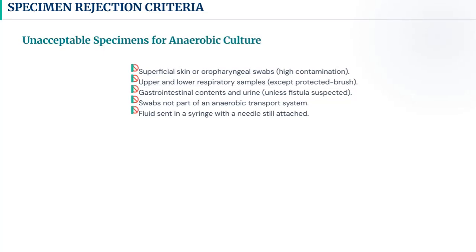Let's talk about specimen rejection criteria, the rules that help us avoid samples that just won't give reliable results. For example, fluid sent in a syringe with the needle still attached is a no-go. Swabs not using an anaerobic transport system won't preserve the sample properly. Gastrointestinal contents and urine usually aren't accepted, unless there's a suspected fistula. Upper and lower respiratory samples are only accepted if they're protected brush specimens. And superficial skin or throat swabs are often too contaminated to be useful. These guidelines keep our cultures accurate and meaningful.